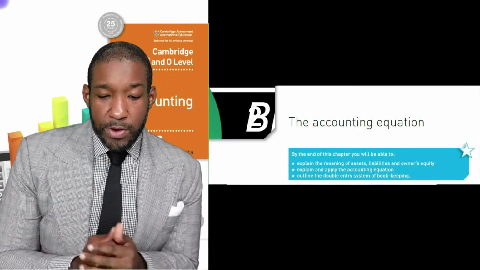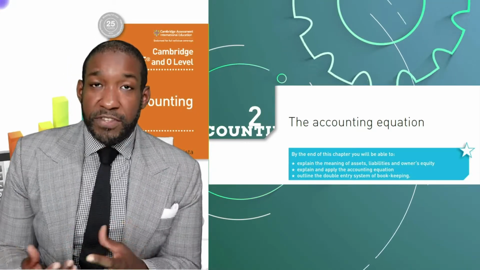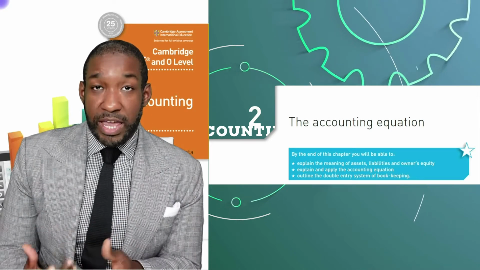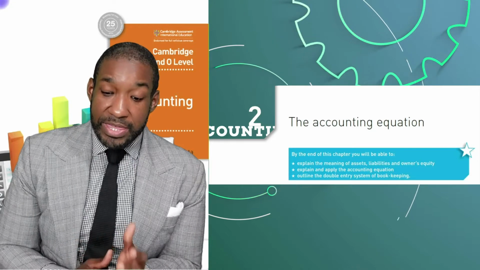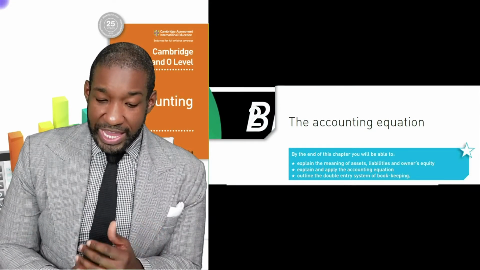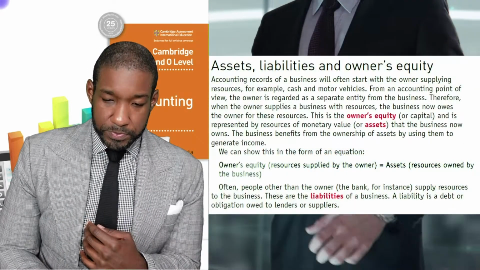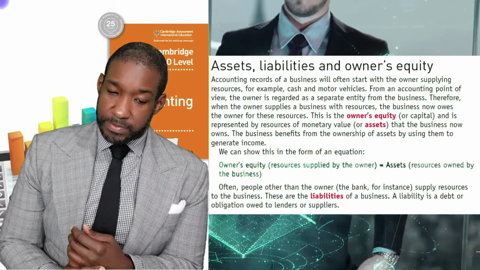So we are now in Chapter 2, the accounting equation. By the end of this chapter, you will be able to explain the meaning of assets, liabilities, and owner's equity, explain and apply the accounting equation, and outline the double entry system of bookkeeping. Assets, liabilities, and owner's equity.